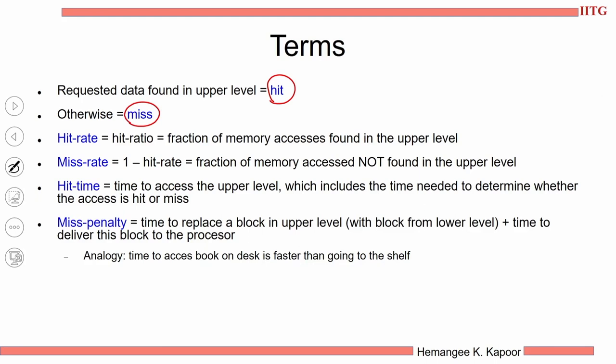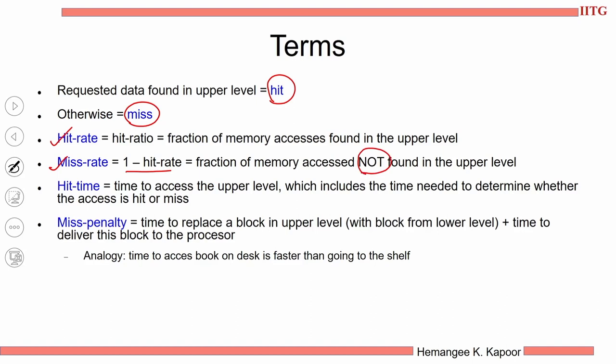Then we have the concept of a hit rate. Hit rate or hit ratio is the fraction of memory accesses which are found in a particular level. So if you send 100 accesses to the memory and out of that 60 were found, you will say my hit rate is 60%. And miss rate is 1 minus hit rate, which is the fraction of accesses which were not found in the current level which you are accessing. So that is hit rate and miss rate.